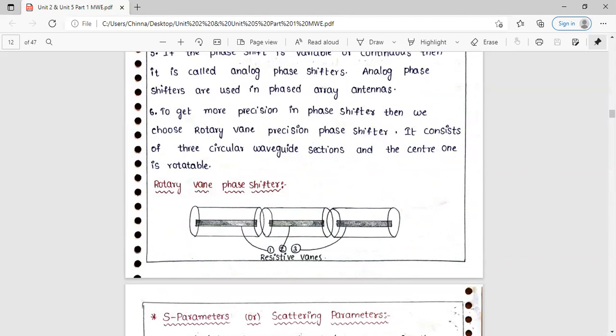Here also you transmit the EM wave, and a 90 degree electrical signal will be rotated, and the signal will be given to the second vane, and only the electromagnetic wave will be considered here. Then that signal will be given to the third vane. Okay, so this is the rotary vane phase shifter.